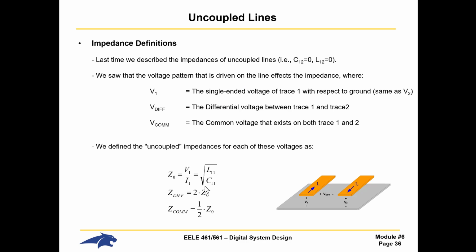All right, so let's remind ourselves what we're doing. We've got Z diff is equal to 2 times Z naught, Z common is equal to 1/2 Z naught, and that is for uncoupled. All right.